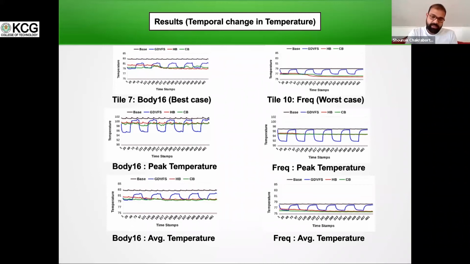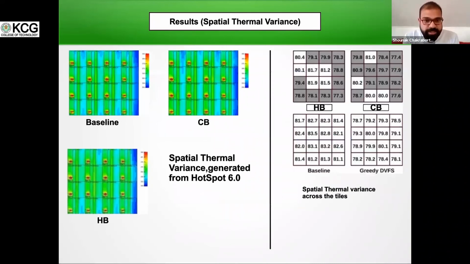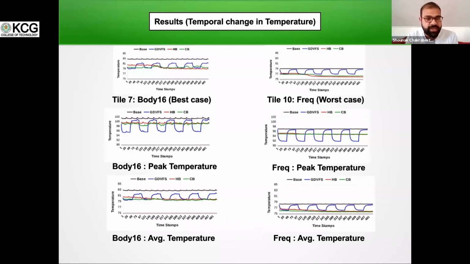But in this case, you can see the peak temperature reduction is more in the case of GDBFS, just because it actually targets the cores. That's why the peak temperature reduction is more. In the case of our cache-based algorithm, the peak temperature reduction is not up to the mark, but definitely it's comparable with the GDBFS policy.